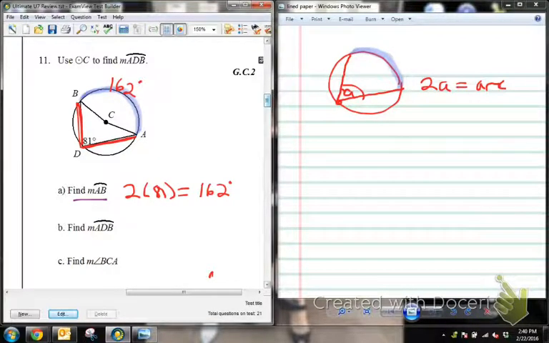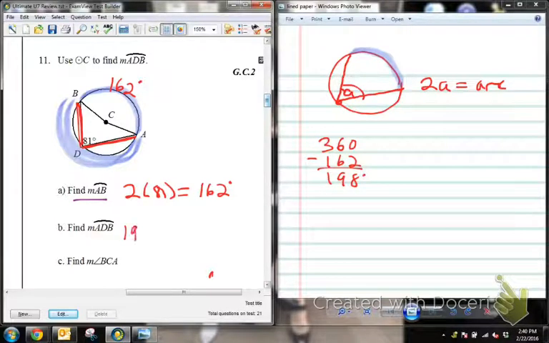Then part B, I see to find the measure of arc ADB. So now I'm starting at A, going backwards through D all over to B, and notice that the highlighting I just did kind of covered the rest of the circle. So now all I have to do is take 360 and subtract the arc I just got. 360 minus 162, that's 198 degrees. I think I did that correctly. So then arc ADB is 198 degrees. I'm also going to label that over here.